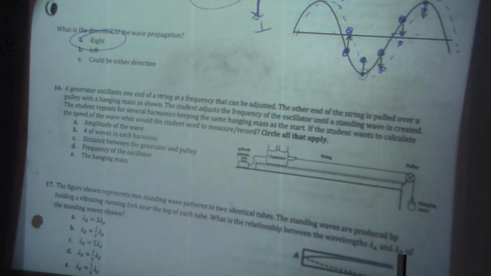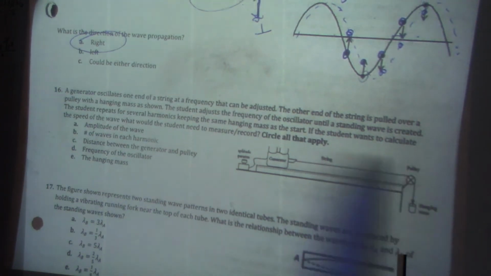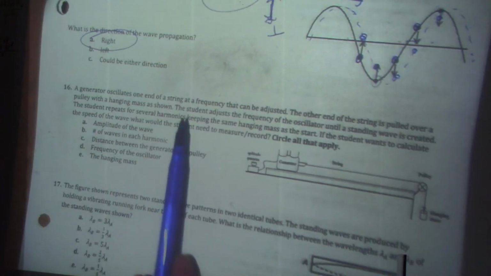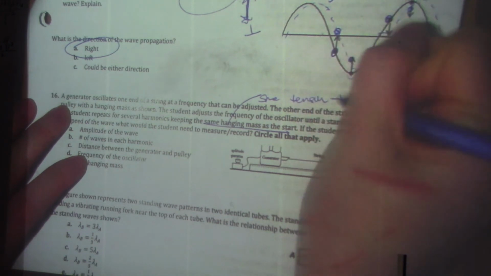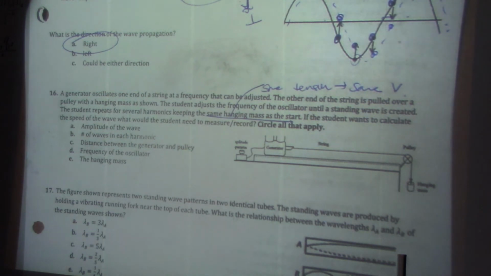16, a generator oscillates with one end of a string at a frequency that can be adjusted. They repeat the process for several harmonics, keeping the same hanging mass at the start. So same hanging mass means same tension, which means same velocity. So your wave speed should be constant the whole time if you're keeping the same string at the same tension.